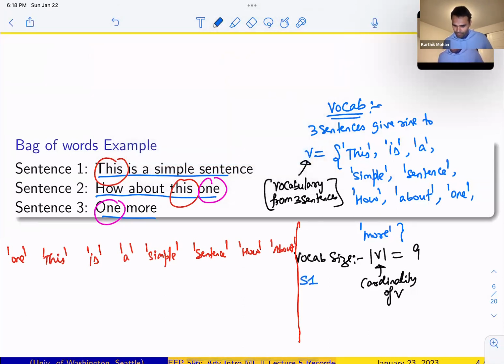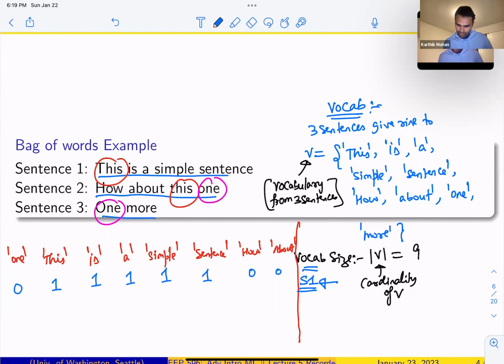sentence 1. All right, so let's look at how it's represented. So sentence 1, there is a this, so I'm going to put a 1 where I see this. There's a is, so that's a 1. A, yes, there's a 1. Simple, yes, there's a 1. And sentence is a 1. Everything else is 0. Am I missing something? 1, 2, 3, 4, 5, 6, 7, 8, 9. 1, 2, 3, 4, 5, 6, 7, 8.